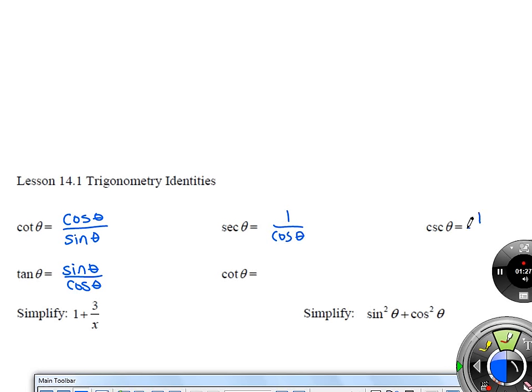whereas cosecant is 1 over the sine. I don't know why cotangent's on there twice. Sorry. I must just really like it.